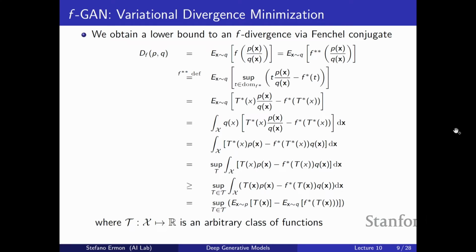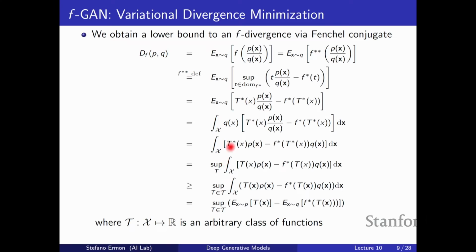Yeah, Monte Carlo. Could you explain one more time how we went from T star of X to having a supremum over all T, from the fourth last step to the third last step? So how do we go from the supremum to the T star?